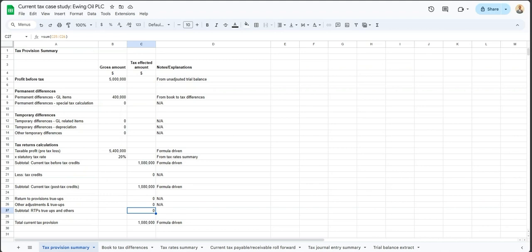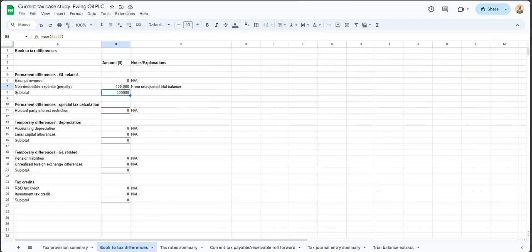But this is the whole idea of how your tax provision summary working paper should look. You can take a screenshot of this and go and prepare it on your own if you need it for the work that you do. So that's about it. So you can see that we've got a current tax provision for the year of 1.08 million.